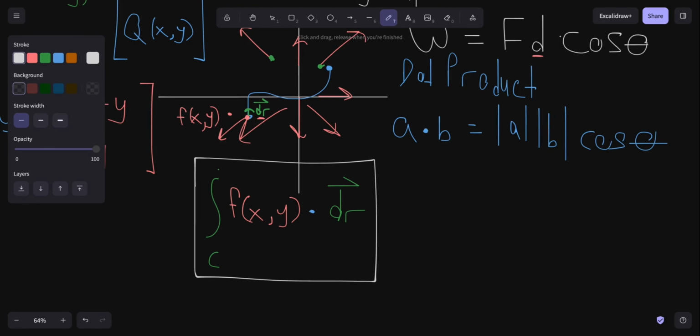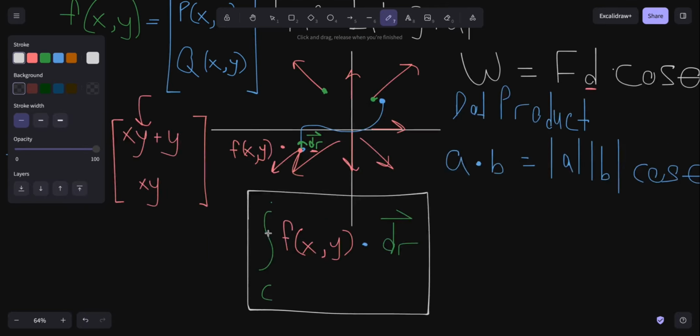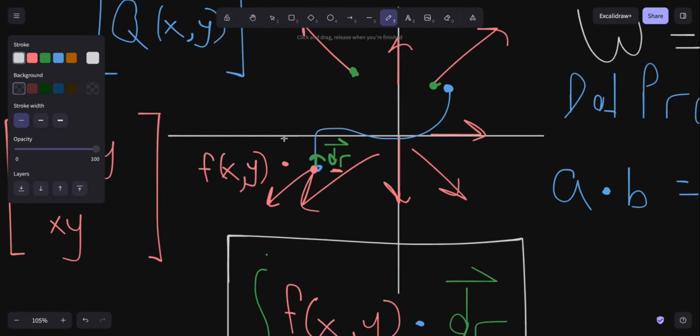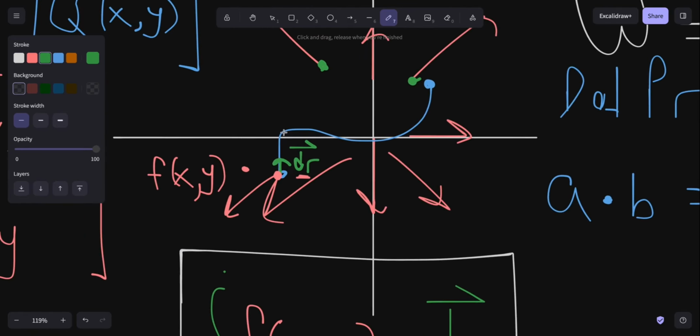Now, let's try to make it simpler to actually calculate. This is the conceptual formula, but we need to turn it into a form that we can actually calculate, because right now we have some weird vector thingy here, and then we have some dr. What even is dr? Well, take a look at this. Let's say that I'm on this point right over here, and this tiny change is dr. Notice how all I'm doing for dr is going a tiny bit in the x direction and a tiny bit in the y direction.